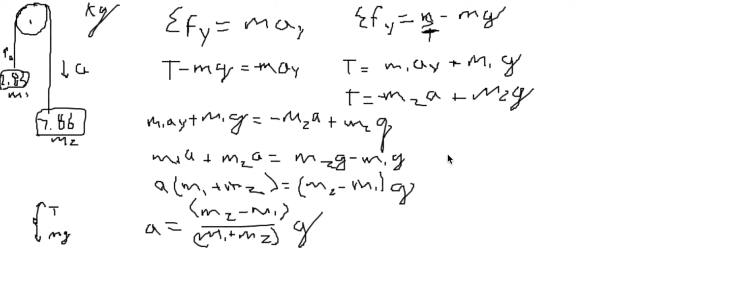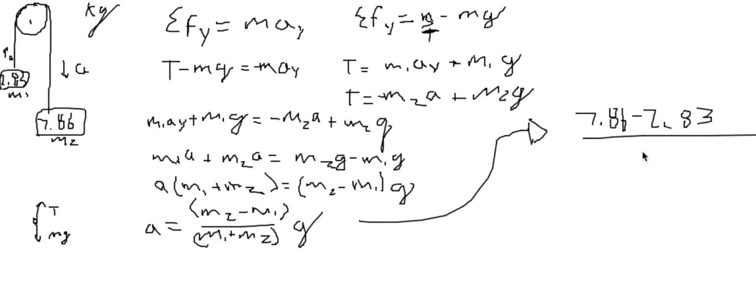So plugging in our values, we end up getting 7.86 kilograms minus 2.83 kilograms divided by 7.86 plus 2.83 kilograms times gravity in meters per second, which is 9.8 meters per second. And that will equal our acceleration.